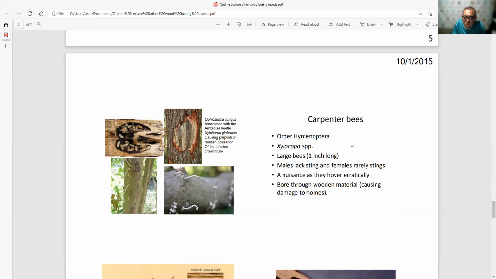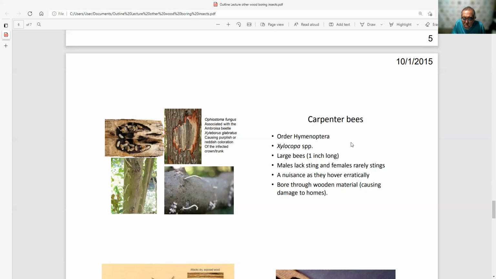They are large bees, also known as lebah. The males lack a sting and females rarely sting.